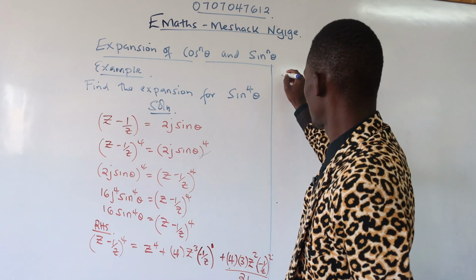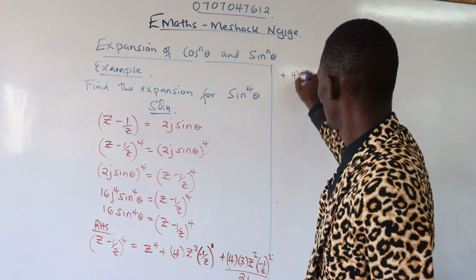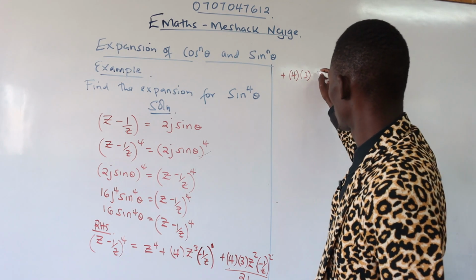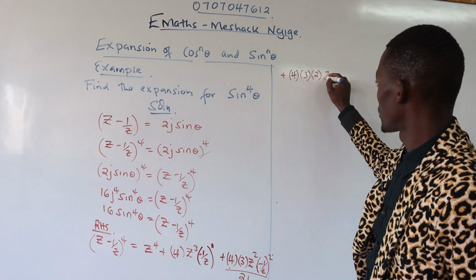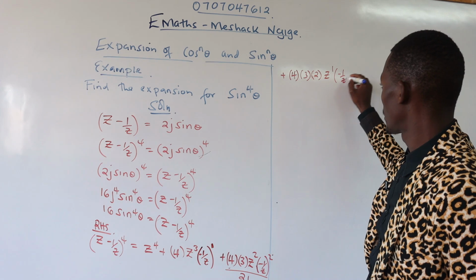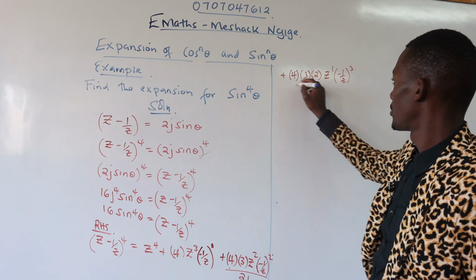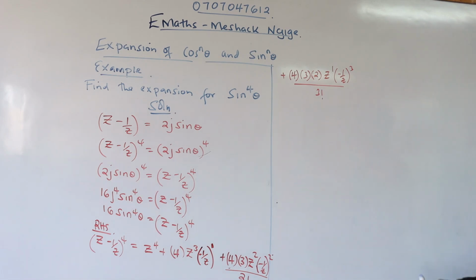So plus. We continue with this. So we have 4, we have 3. Then we drop 2. Then reduce the power of z, becomes z to power 1. Then you have negative 1 over z, then you cube. Then the power here will be your factorial at the denominator. And now we go to the last term.